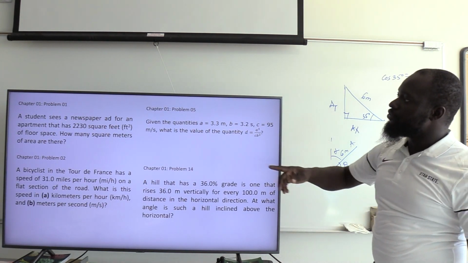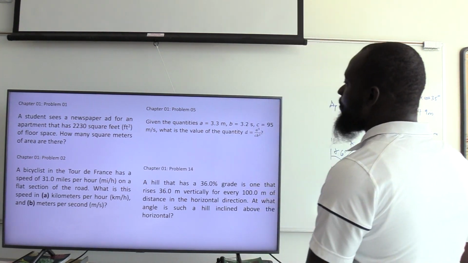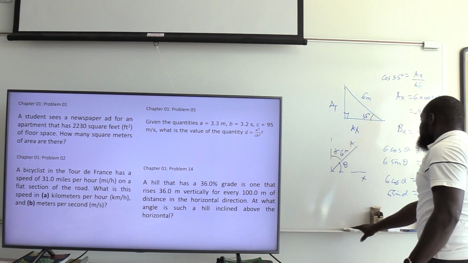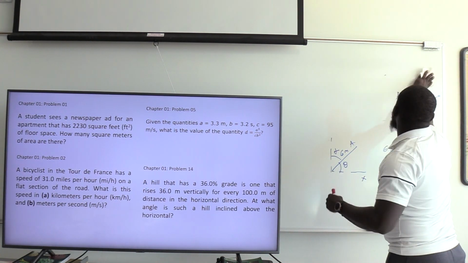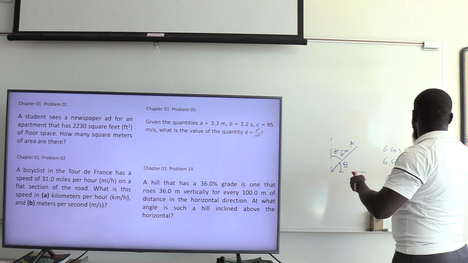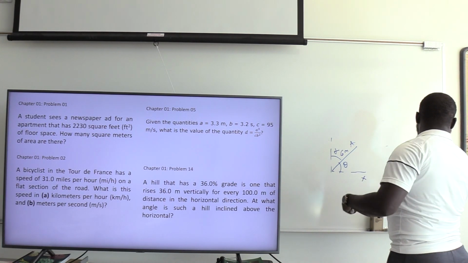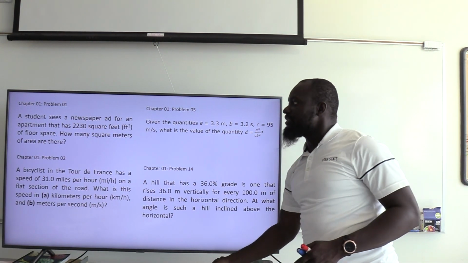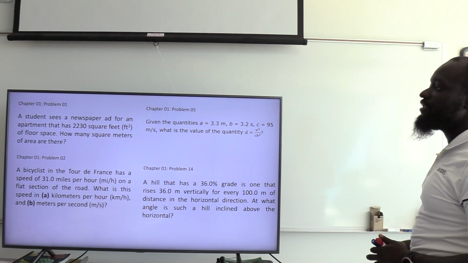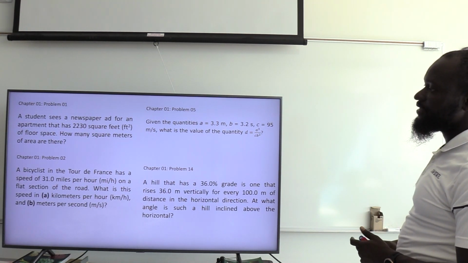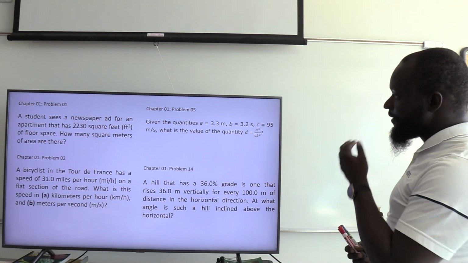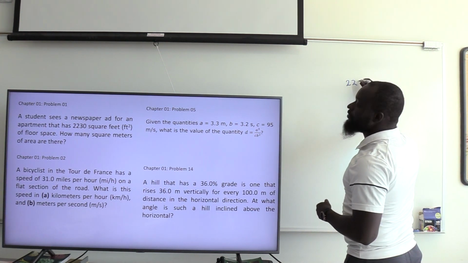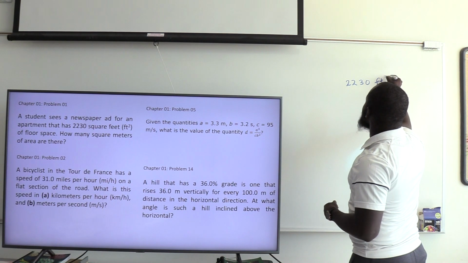Okay, so I'm going to do chapter 01, problem 01 first, and then I'll go to the remaining two. So we're doing chapter 01, problem 01 now. Problem 01 says, a student sees a newspaper ad for an apartment that has 2230 square feet of floor space. How many square meters of area are there? So here you are converting 2230 square feet to square meters.